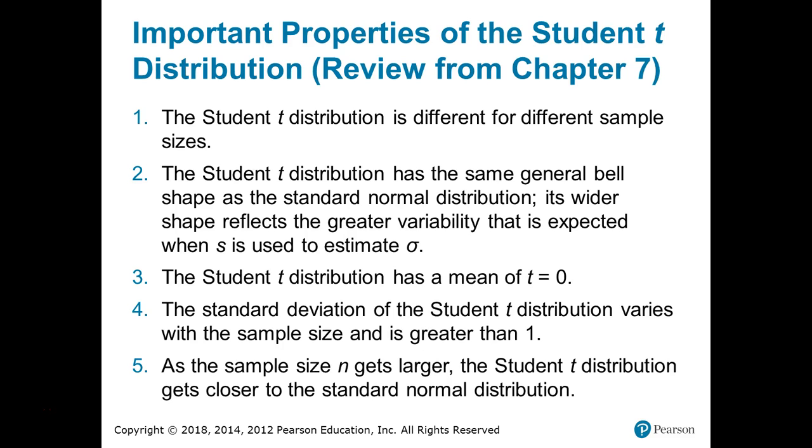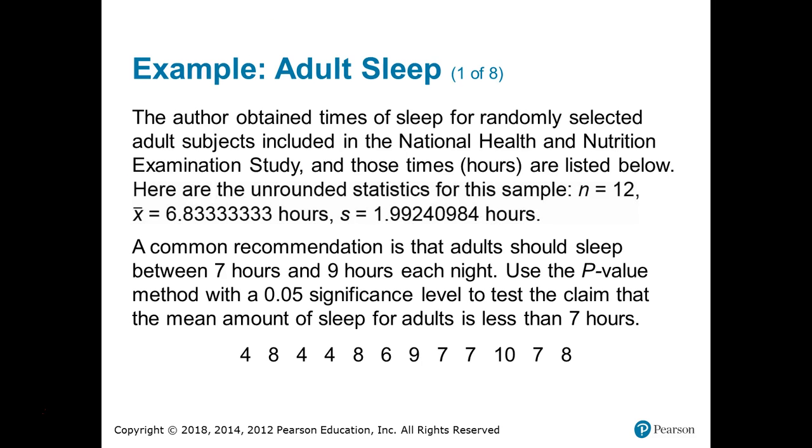And then a review from chapter 7. The student t distribution is different for different sample sizes. It has the same general bell-shaped curve as a normal, but its wider shape reflects greater variability. It has a mean of t equals 0. Sample standard deviation varies. And as the sample size gets larger, it gets closer to a pure standard normal distribution.